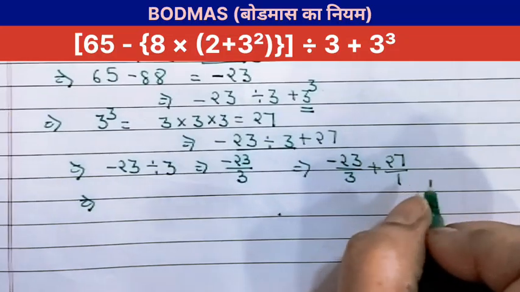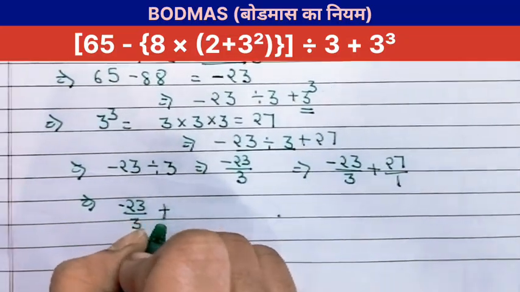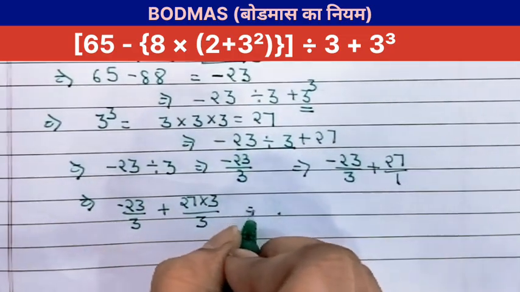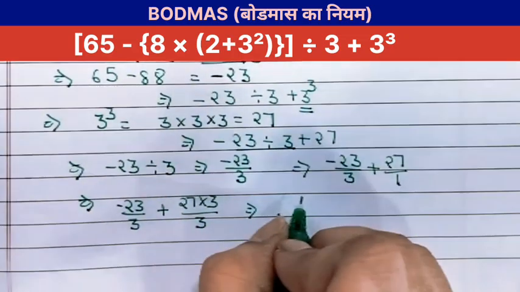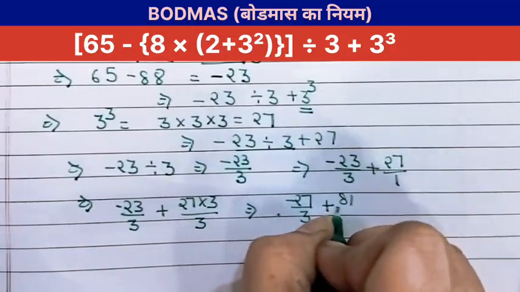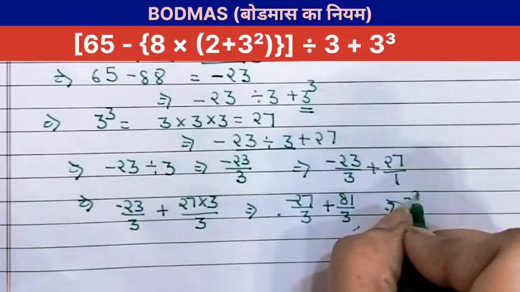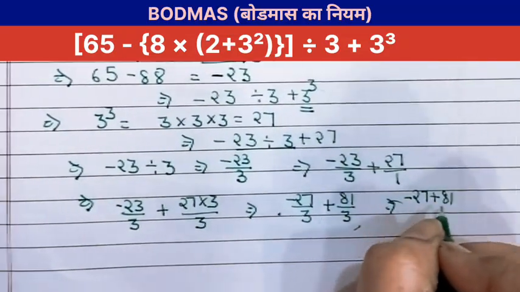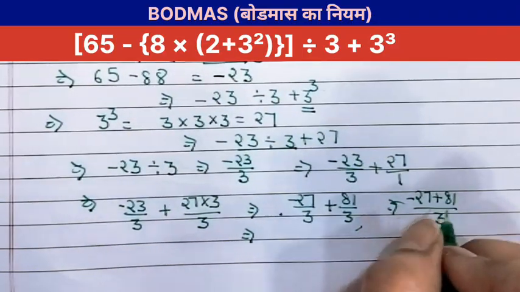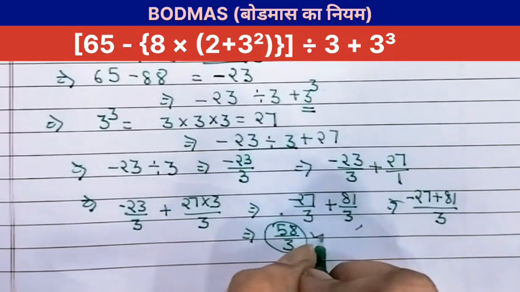So 27 upon 1 and minus 23 upon 3: 27 multiplied by 3 upon 3. So after that, we'll get minus 23 upon 3 plus 81 upon 3. Now the denominators are the same. We can easily add the values and subtract the values. So plus 81 minus 23, and we'll get 58 because the larger digit has a positive sign. So 58 upon 3 as a final result.